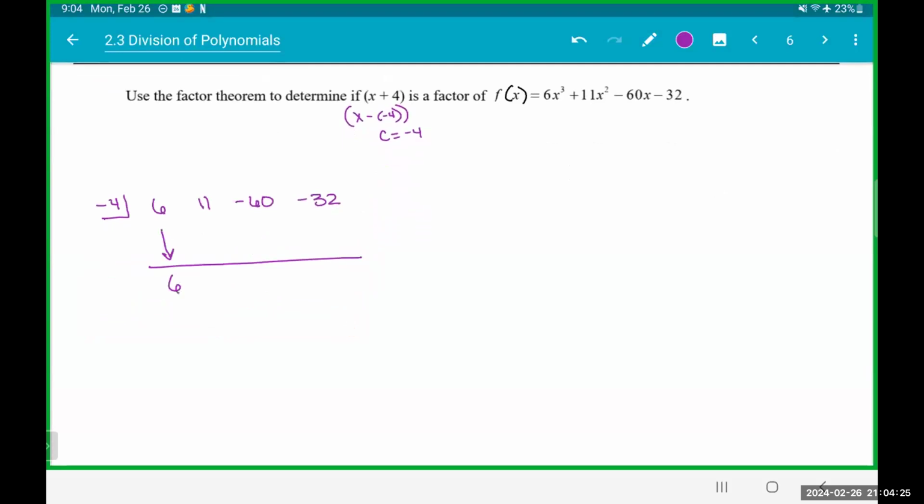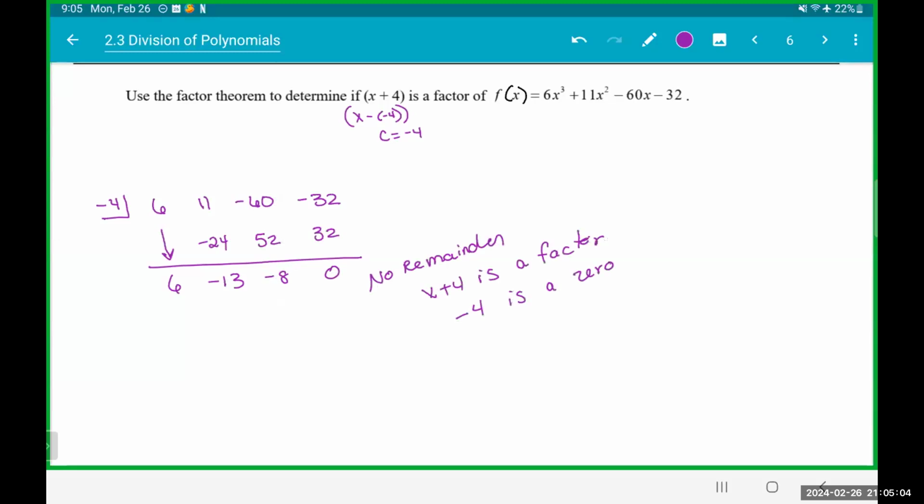We have 6 times -4 is -24, plus 11 is -13. -13 times -4 is 52, minus 60 is -8. -8 times -4 is 32, minus 32 is 0. You see here I have no remainder. Therefore, x plus 4 is a factor, and -4 is a 0.